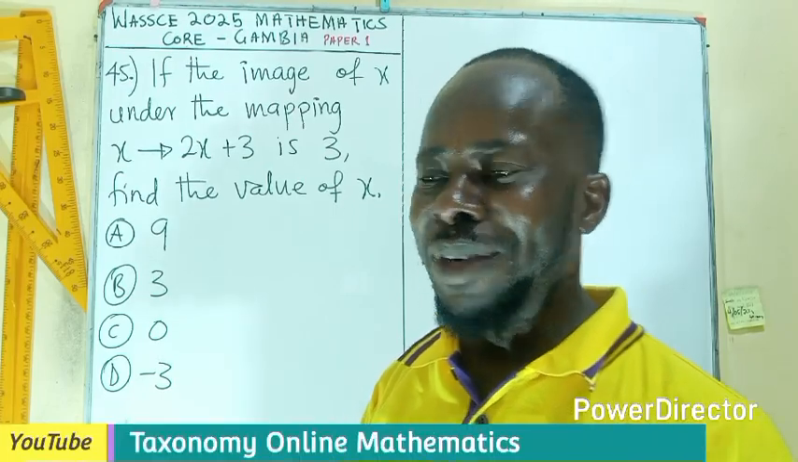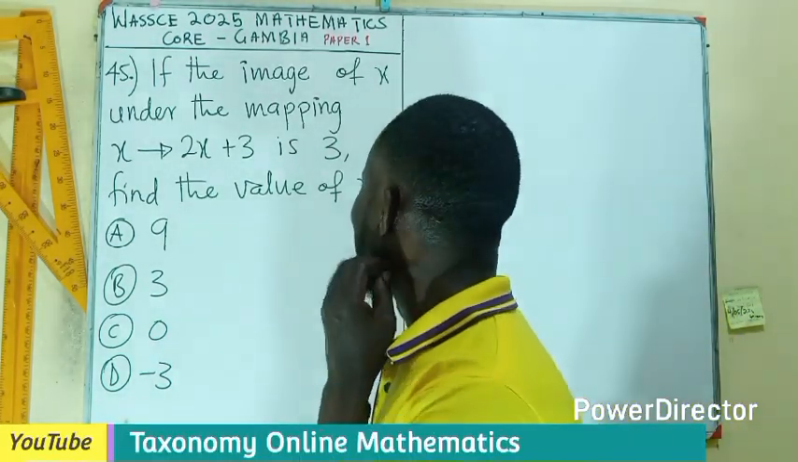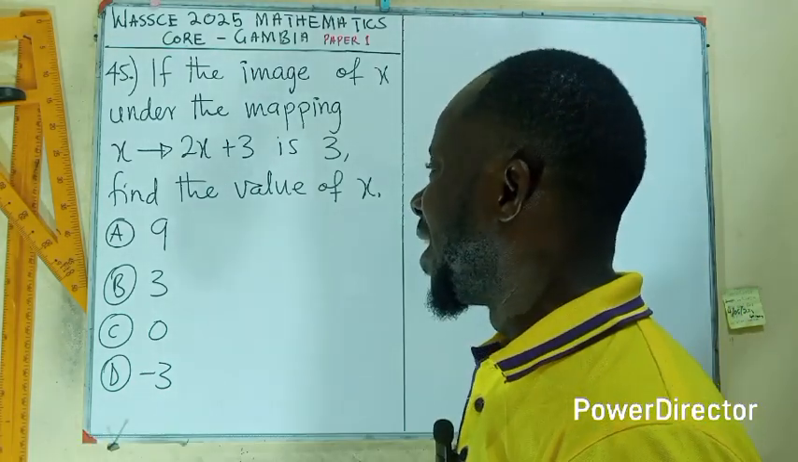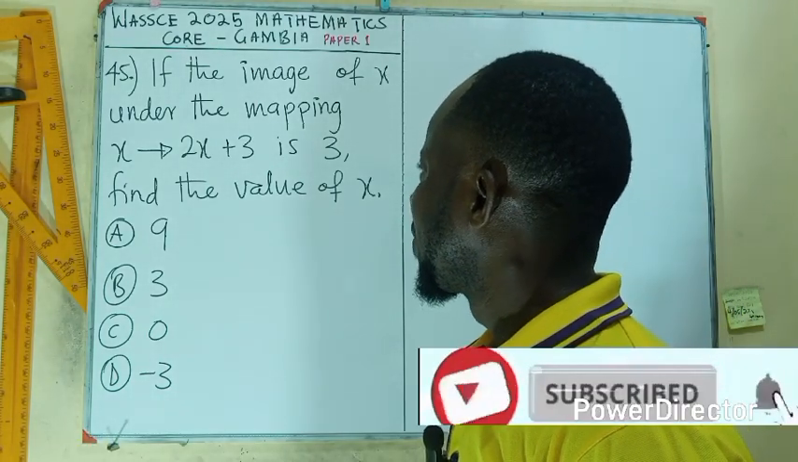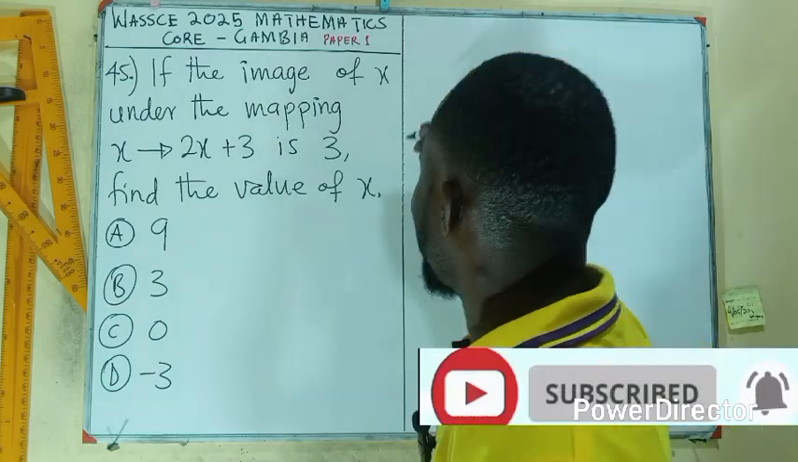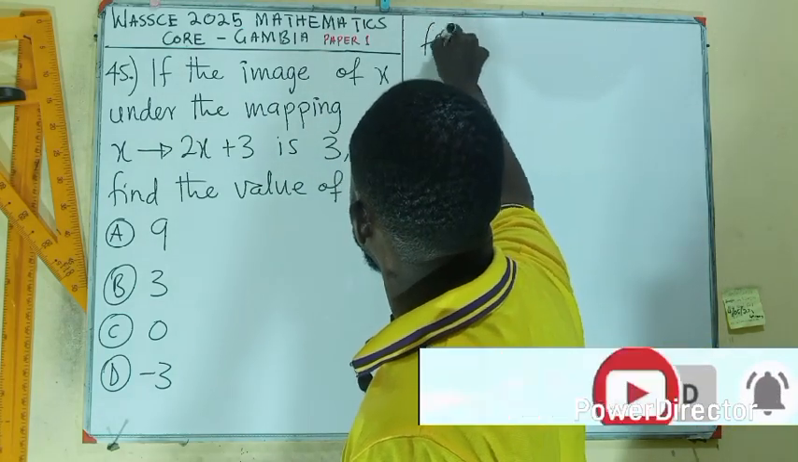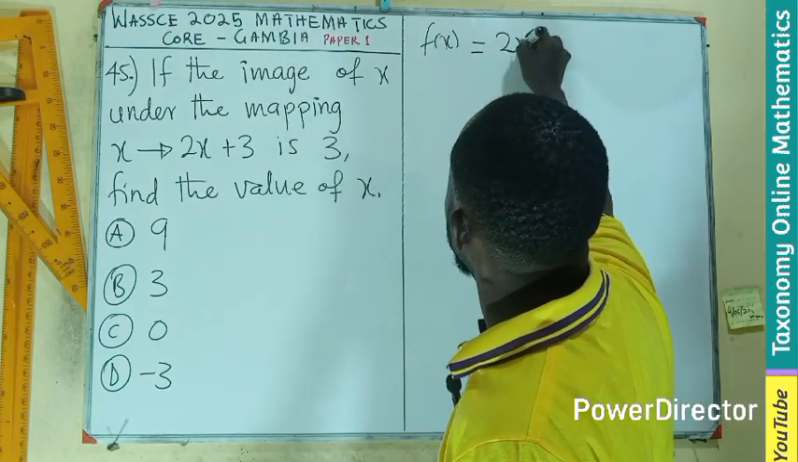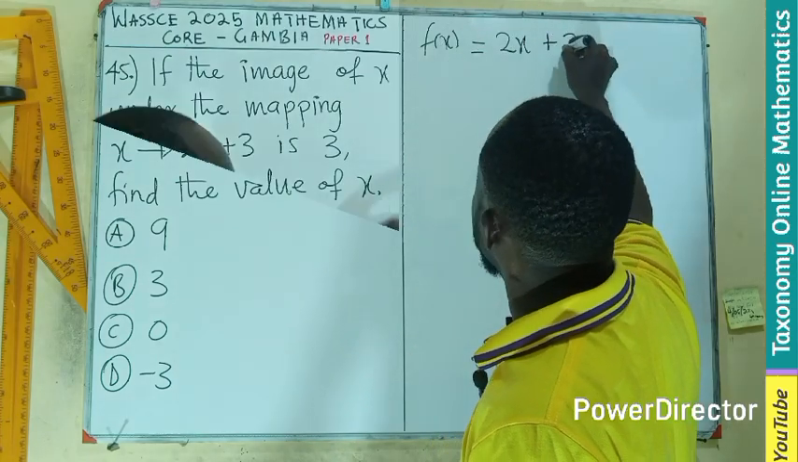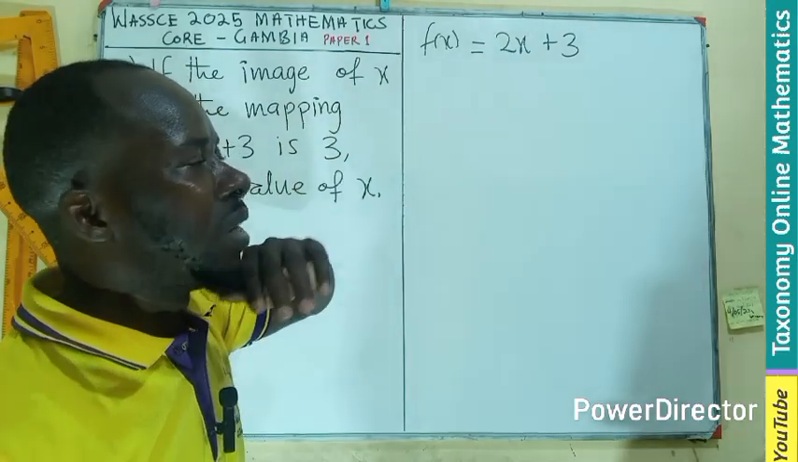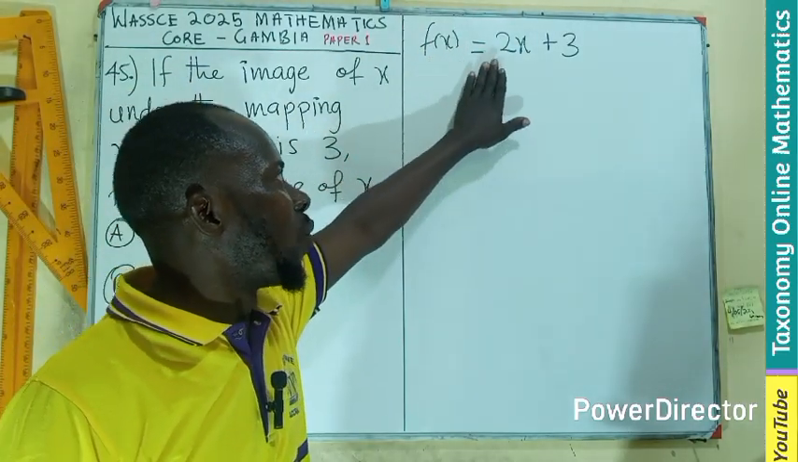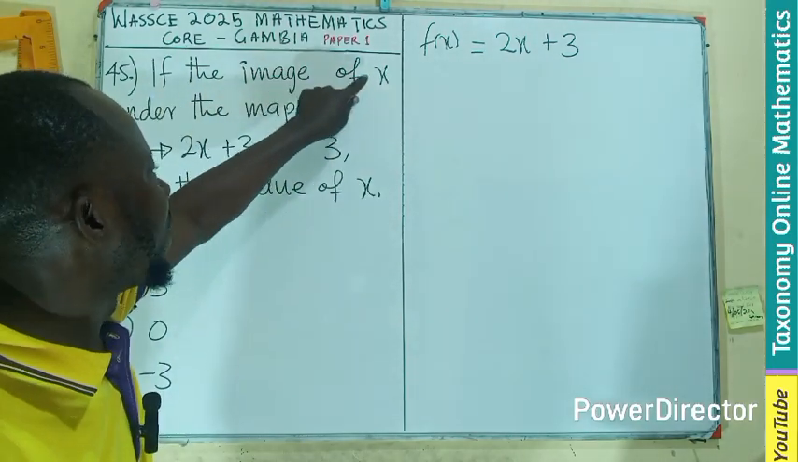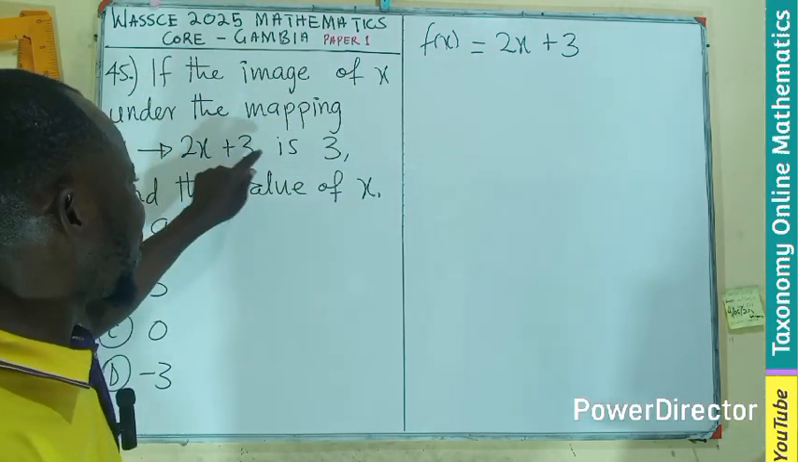Hello, welcome. Question 45. If the image of x under the mapping x maps to 2x plus 3 is 3, we have to find the value of x. We can take this as f of x, the dependent variable, equals 2x plus 3. So this is showing the function f of x equals 2x plus 3, meaning the image of x under the mapping is this.